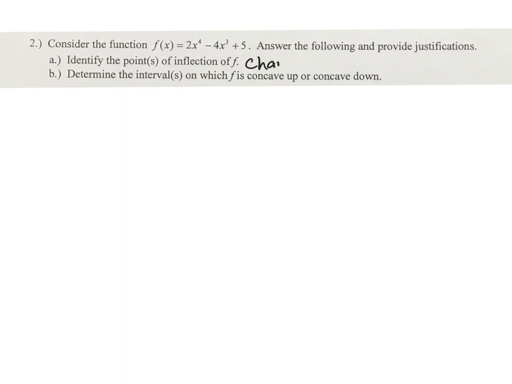So change in concavity. Now, if we were looking at a graph of f prime, we'd be looking at where f prime changes from increasing to decreasing or vice versa, but we don't have the luxury of looking at a graph of f prime, so perhaps we'll want to use the second derivative. So if we're looking at the second derivative, we want to know where f double prime changes sign. Okay, so let's go ahead and find the second derivative.